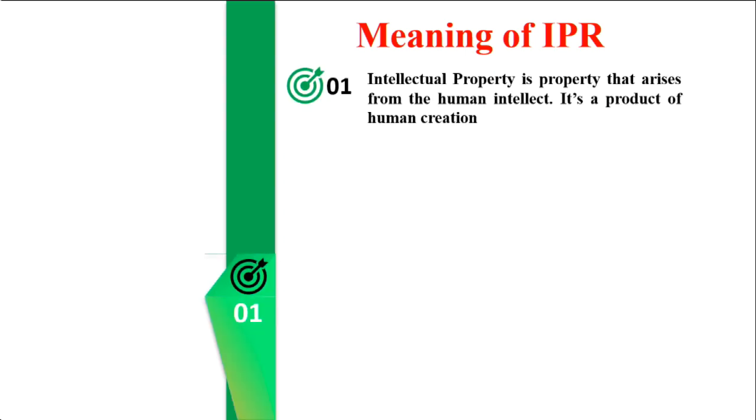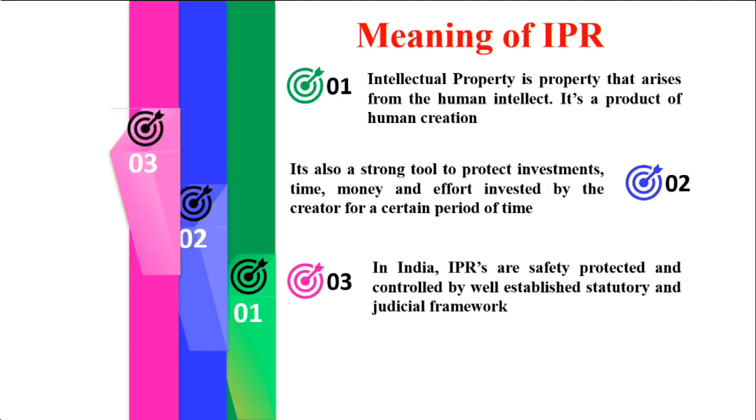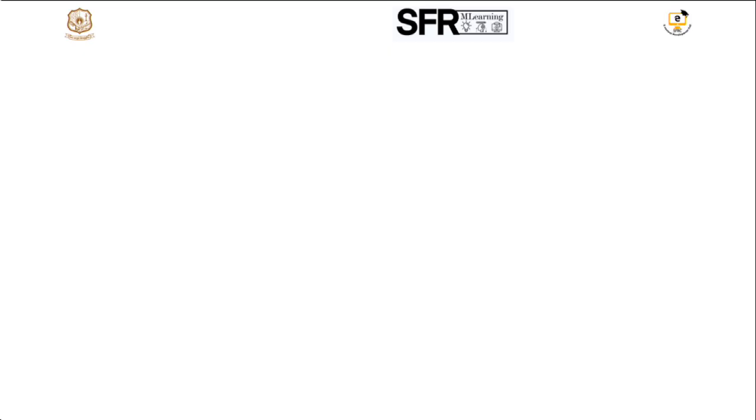First point, it is a property that arises from the human intellect. It is the product of human creation. The second one is, it is a strong tool to protect the investments, time, money and effort invested by the creator for a particular period of time. Third point is, in India, intellectual property rights are safely protected and controlled by a well-established statutory and judicial framework. Finally, apart from that, there are many laws and forms of intellectual property in India for the various states.